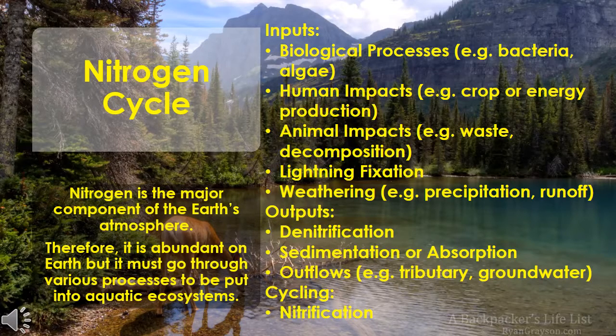The nitrogen cycle. Nitrogen is the major component of the Earth's atmosphere. Therefore, it is abundant on Earth, but it must go through various processes to be put into aquatic ecosystems. Some inputs include biological processes such as bacteria and algae, human impacts such as crop or energy production, animal impacts such as waste and decomposition, lightning fixation, and weathering such as precipitation and runoff. Some outputs include denitrification, sedimentation or absorption, and outflows such as tributary or groundwater. A cycling mechanism is nitrification.